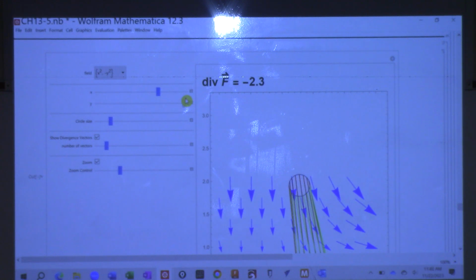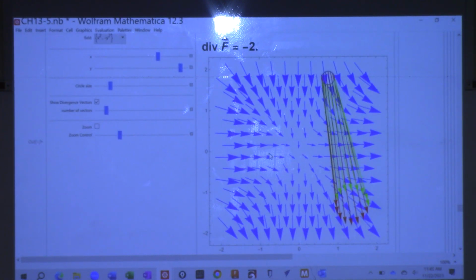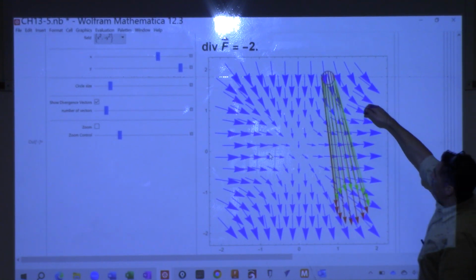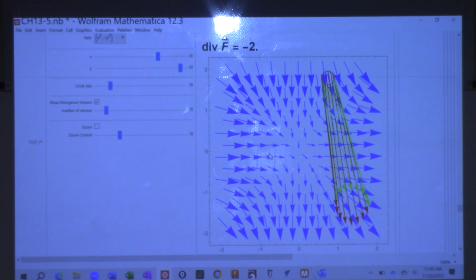I want to get a negative divergence. Okay, there we go. We've got some negative divergence. So what's happening here is that the red, the stuff going into the circle, is more than what's coming out, the green. They're longer vectors. And so your divergence is negative, all right?